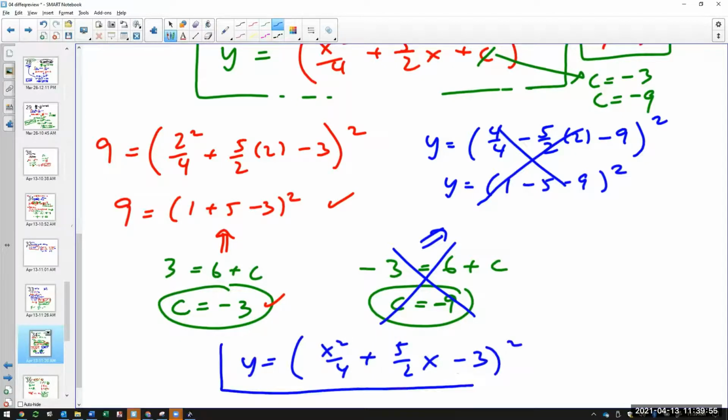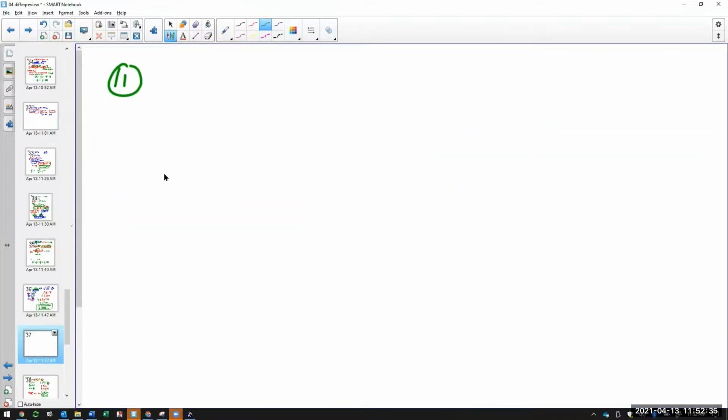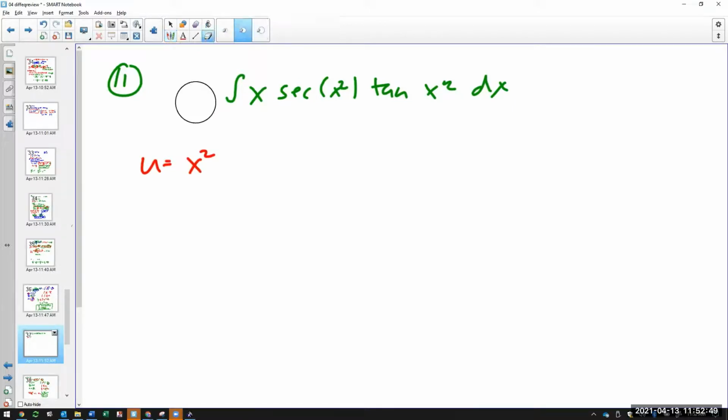You just plug in your c, and that is my answer. So 11 is the integral of x secant x squared tangent x squared dx. All right. I'm going to make my u equal to x squared. Oops, this didn't have an x in the front. Sorry. Okay, I'm going to make my u equal to x squared.